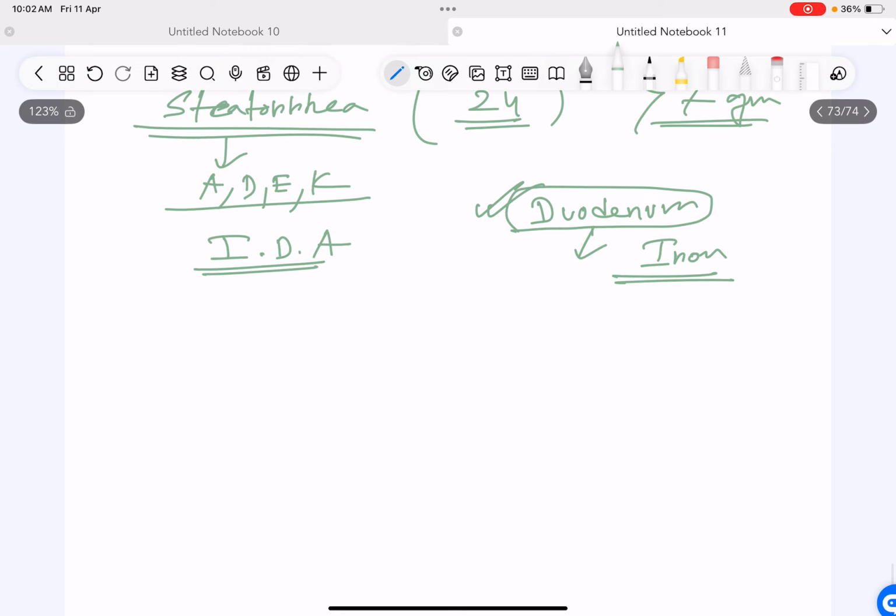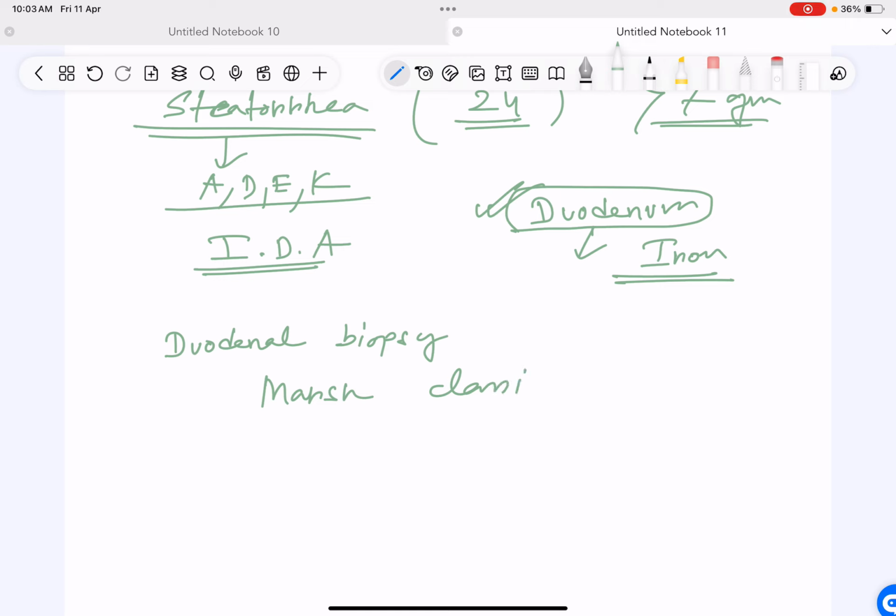And in the duodenal biopsy of celiac disease, what you will find is the histological grading. The histological grading which you find in a duodenal biopsy of a patient with celiac disease is called the Marsh classification. Actually, we currently use the Marsh-Oberhuber classification.